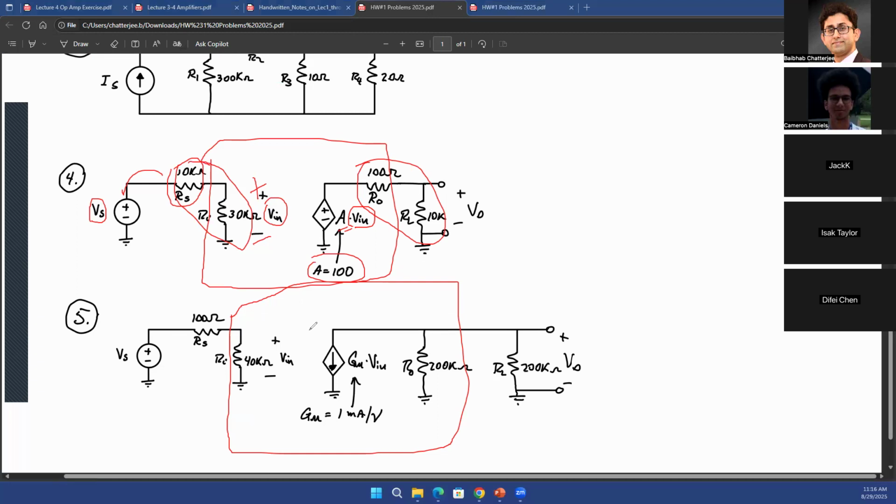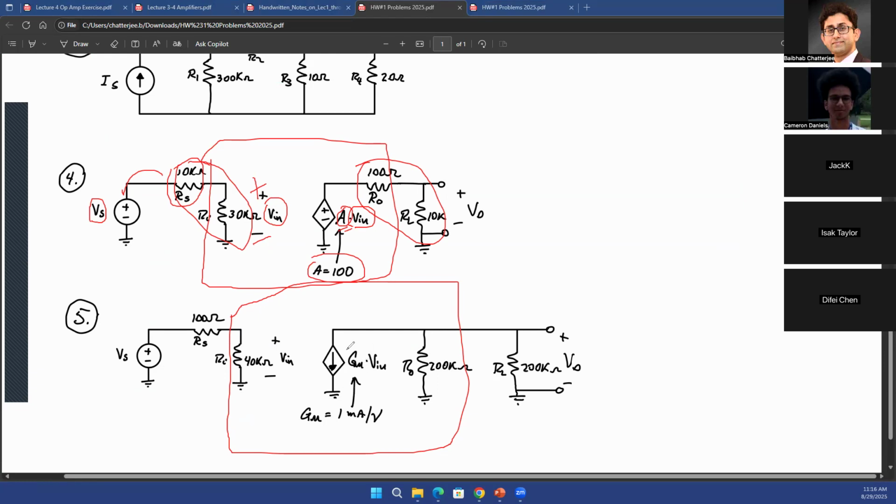Homework problem 5 is also exactly similar, but don't get confused by the fact that there is a current source now. So this was a dependent voltage source. This is where we are representing it as a dependent current source. Interesting to note is that the value of the dependent current source, as you see in the previous case, was A times Vin. So this was a voltage amplifier. The model was a voltage amplifier. Your output is voltage, your input is also voltage. And the ratio of those two voltages is the voltage gain A.